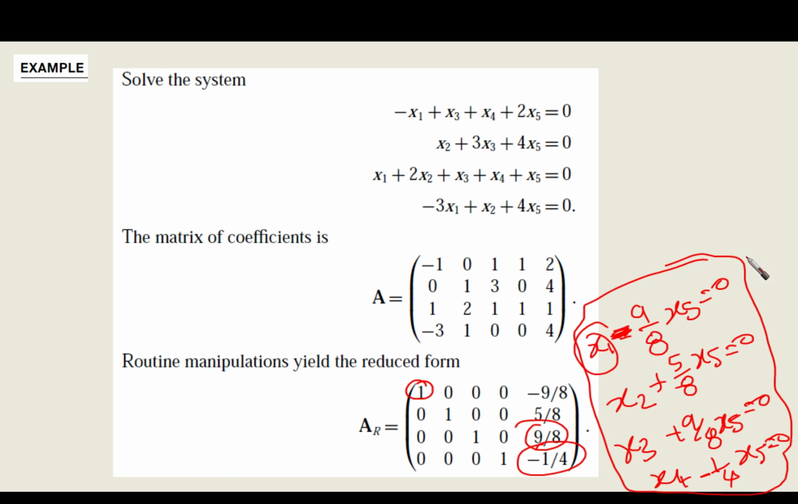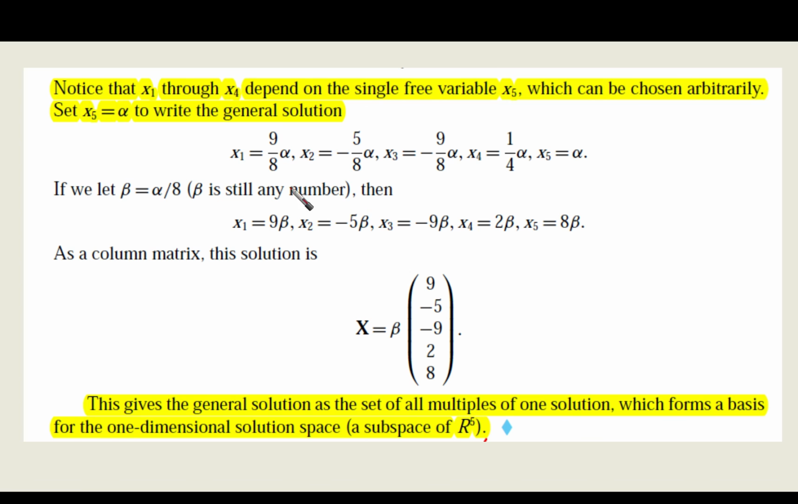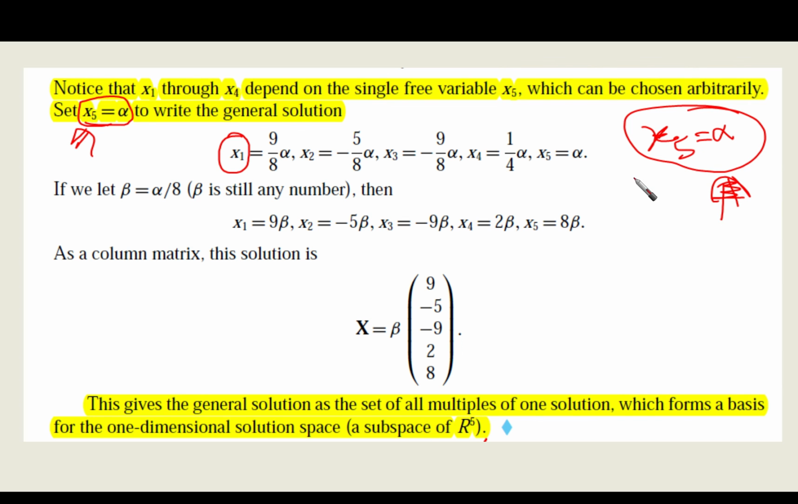Now we can understand that x1 equals x5 times 9 over 8. It's easy. We can rearrange the first one: x1 equals 9 over 8 times x5, and we can do the same for the remaining. So we put it in this form: x1, x2, x3, and x4 in terms of x5. Then we have the values for x1 through x4. Let's put x5 equal to alpha, which is going to be like the number.